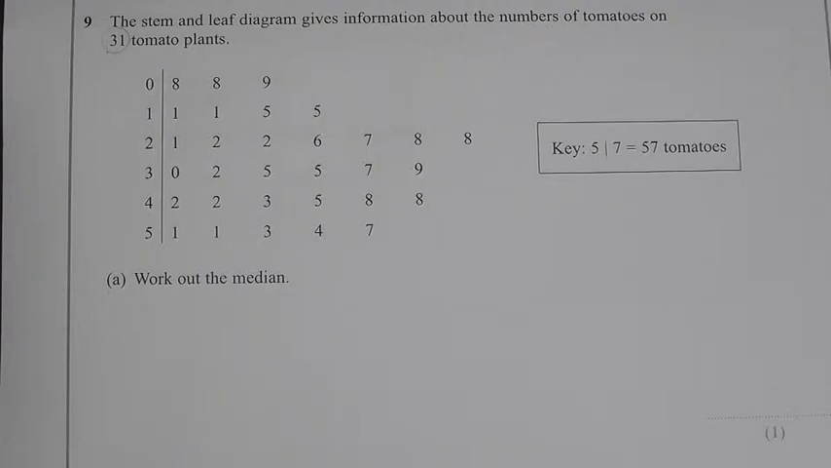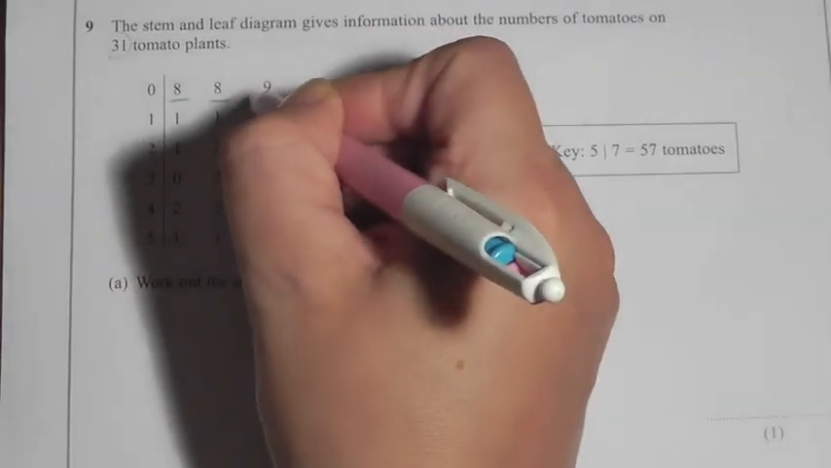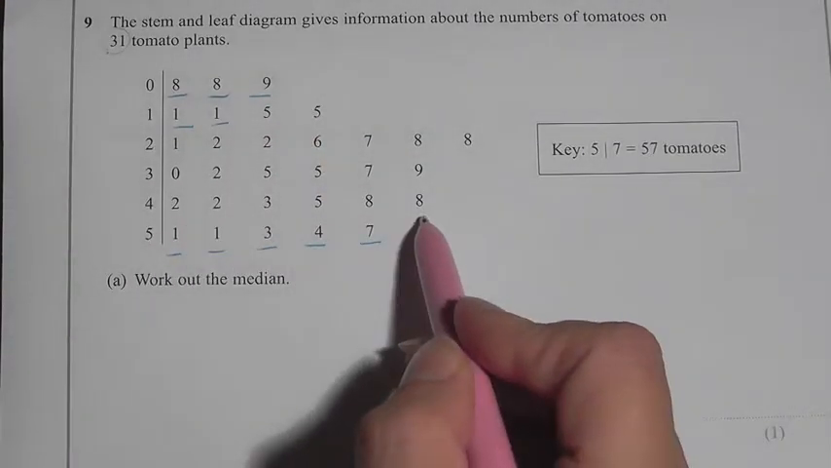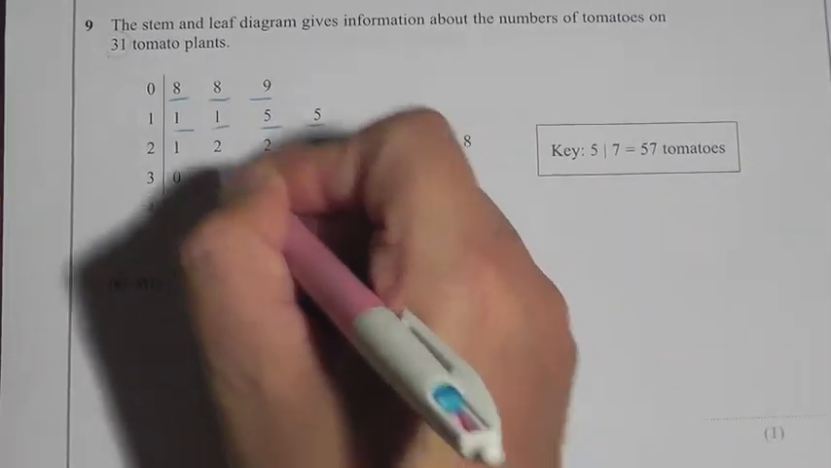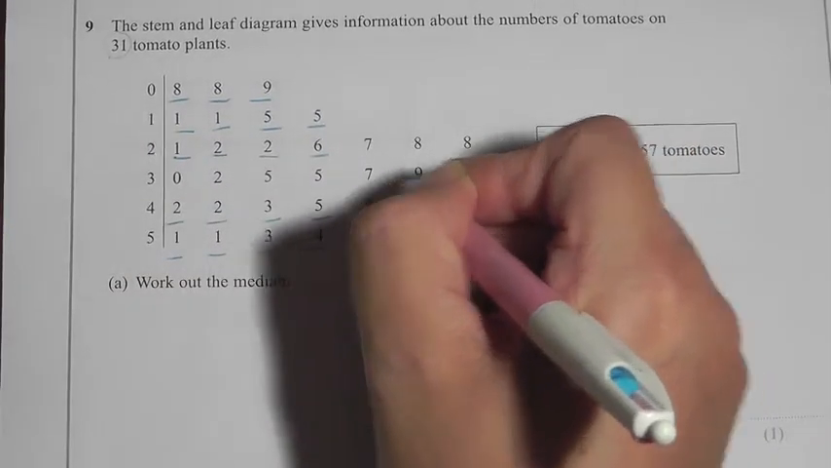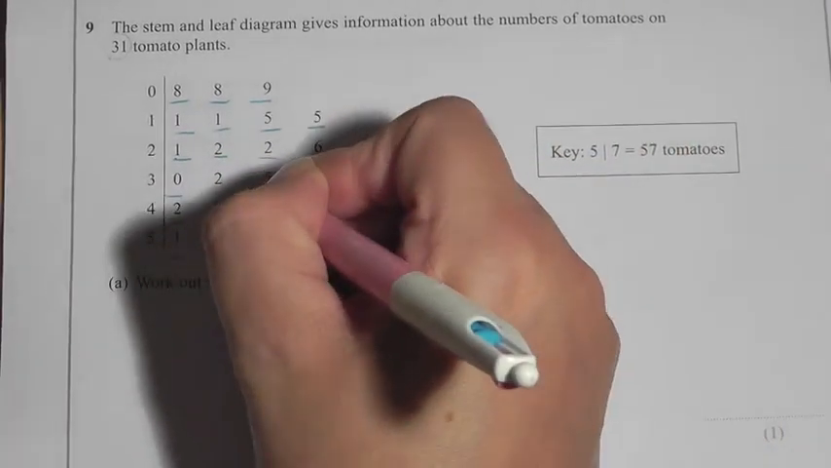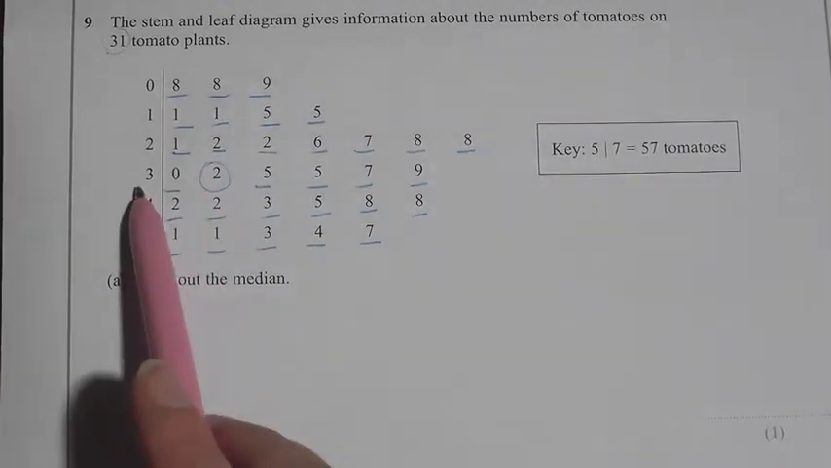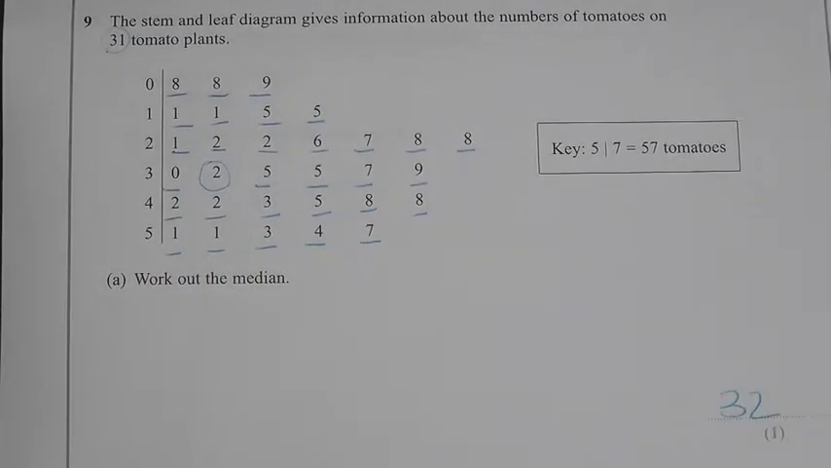I know that most of you will do this by crossing out, so do remember, when you're coming down from here, you need to go across from the end here. Okay, here's my median position. And if I use the key, I know that the stem is worth 10, and therefore my median is 32.